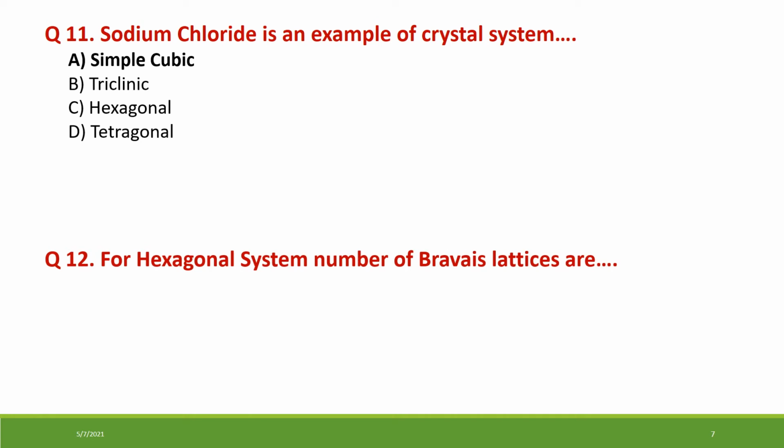Question number 12. So for hexagonal system, number of Bravais lattices are option A 2, option B 4, option C 3, and option D 1. So the correct option is 1, because for hexagonal system number of Bravais lattices are only 1, while for simple cubic there are 3 Bravais lattices. For example, FCC, simple cubic, and BCC. In such a way, hexagonal system has only one Bravais lattice.